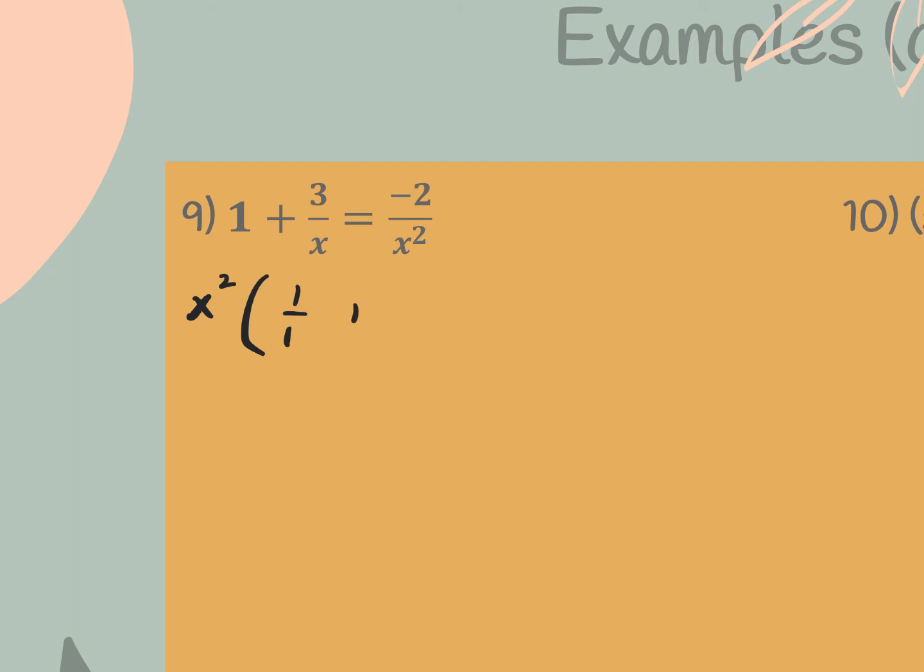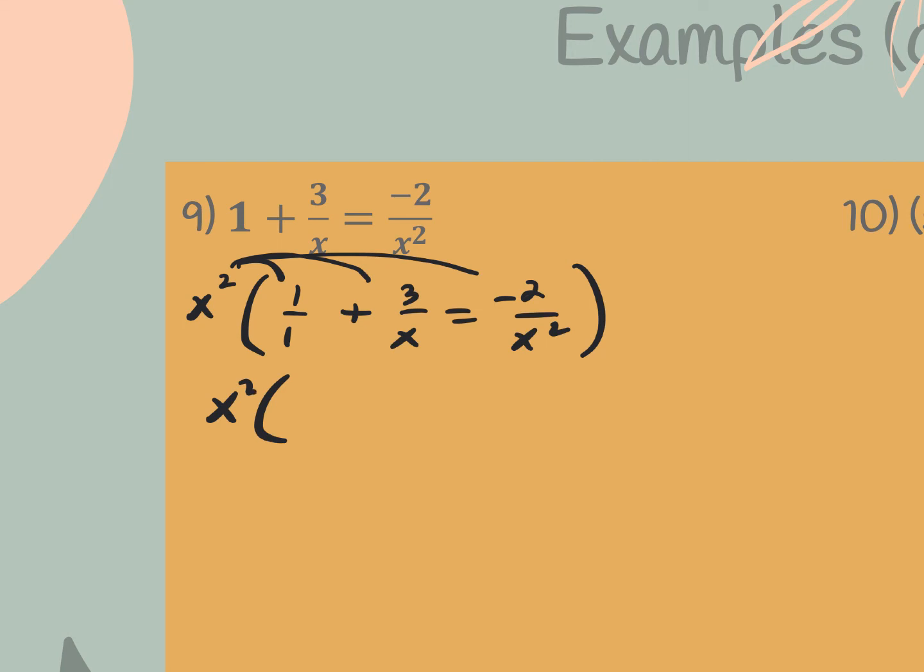If you want to write it next to each one, you can, or you can just write it out in front of the whole thing. And just remember, you're distributing it to each. So you're distributing it here, here, and here. Now, it might be easier if you write the x squared next to each one. And then you can see what cancels. It's totally up to you.